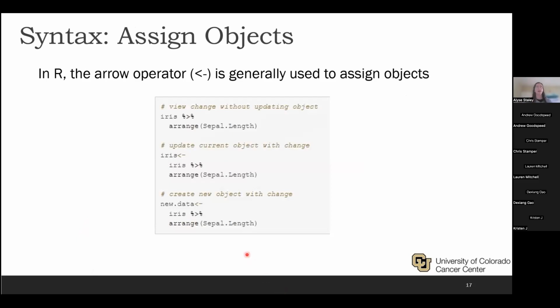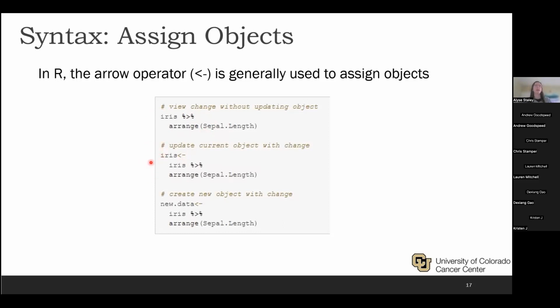Additionally, it's important to understand how to assign objects, which is done with the arrow operator in R. If you want to view a change without updating an object, you can simply apply a function. So we're piping it and then using it here, but you're not using an arrow operator. So you're going to view the change, but you're not going to actually update the data set.